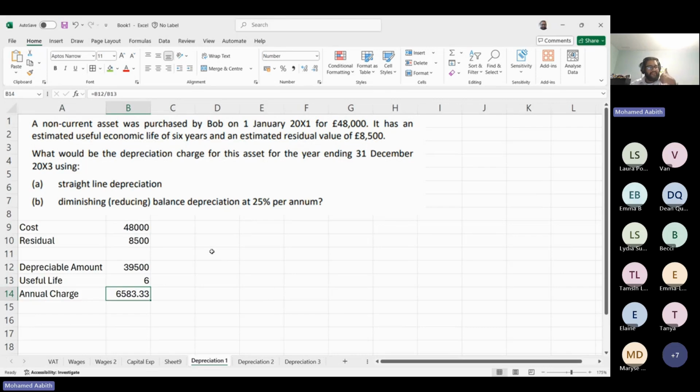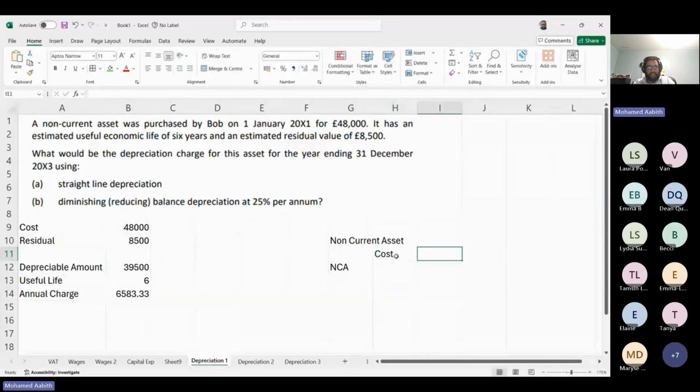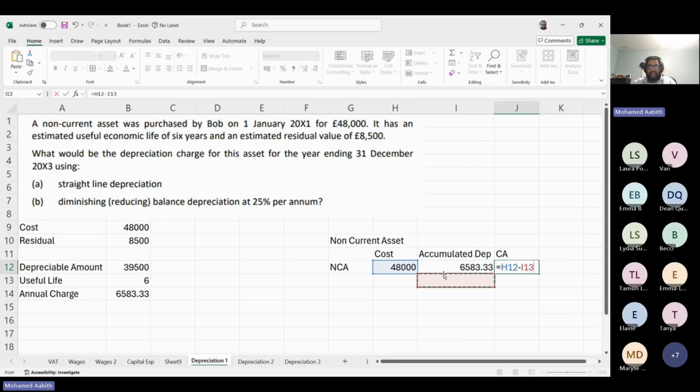So at the first year end, if I have my non-current assets in my statement of financial position, NCA, we have cost, accumulated depreciation, and then carrying amount. So the asset will be recorded in such a way. Cost is going to be that amount. Accumulated depreciation is going to be that amount in the first year. The carrying amount will show in the books as cost minus accumulated depreciation. That's in the first year.